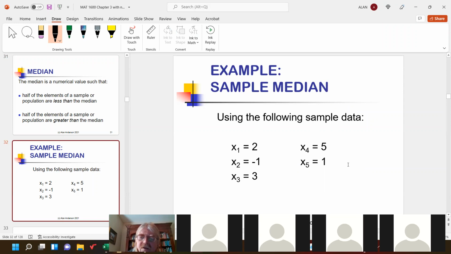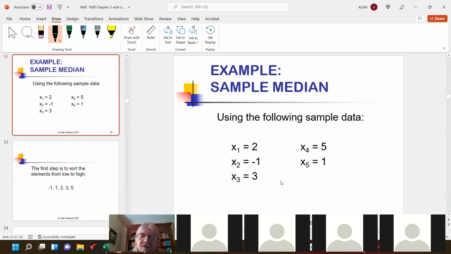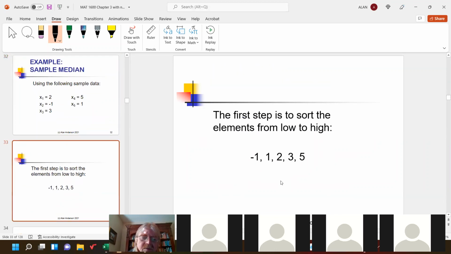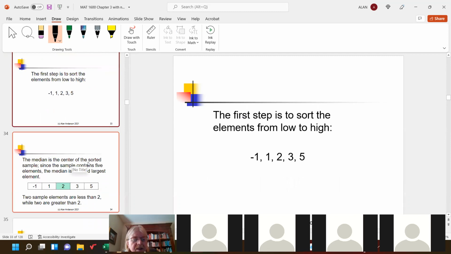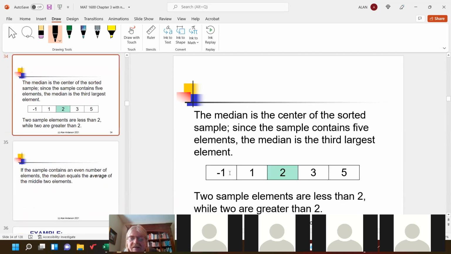All right, so let's go back to our data that we had earlier, the same 5 elements. The first step is to sort them from low to high, as I mentioned. So the original data is now going to be -1, 1, 2, 3, and 5. Now, what are we looking for? We're looking for the value in the middle, literally in the middle. In this case, that appears to be the 2, because the 2 divides the sample in half. Half are below and half are above. So this was a very simple case. Here I've shown it to you graphically, so you can obviously see that the 2 is in the middle.